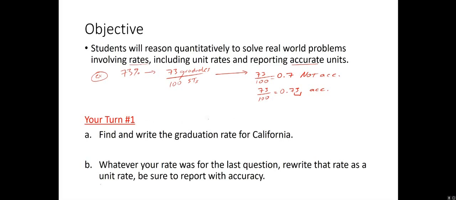Now, your turn. Find the graduation rate for high school students. So let me add this part in here: for high school students for California. So go ahead and use Google, look it up, check with your group, see what other data you got. Find the rate, okay, just like how I did in my example right here of graduates in California. And then after you find that rate, I want you to go ahead and rewrite it as a unit rate, like I did in my example, and try to report as accurately as possible. Okay, so pay attention to all the numbers that you may get.